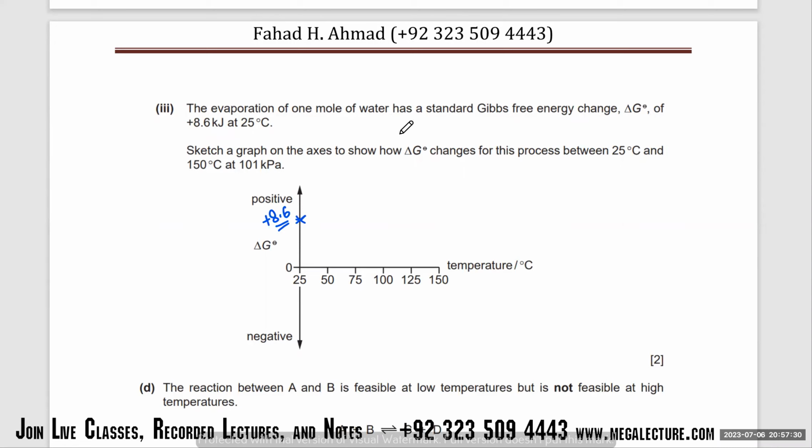Now sketch a graph on the axis to show how delta G changes for this process between 25 and 150 at 101 kilopascals. That's room conditions. But the temperature is increasing. As a first thing, at what temperature does the evaporation of 1 mole of water become feasible?